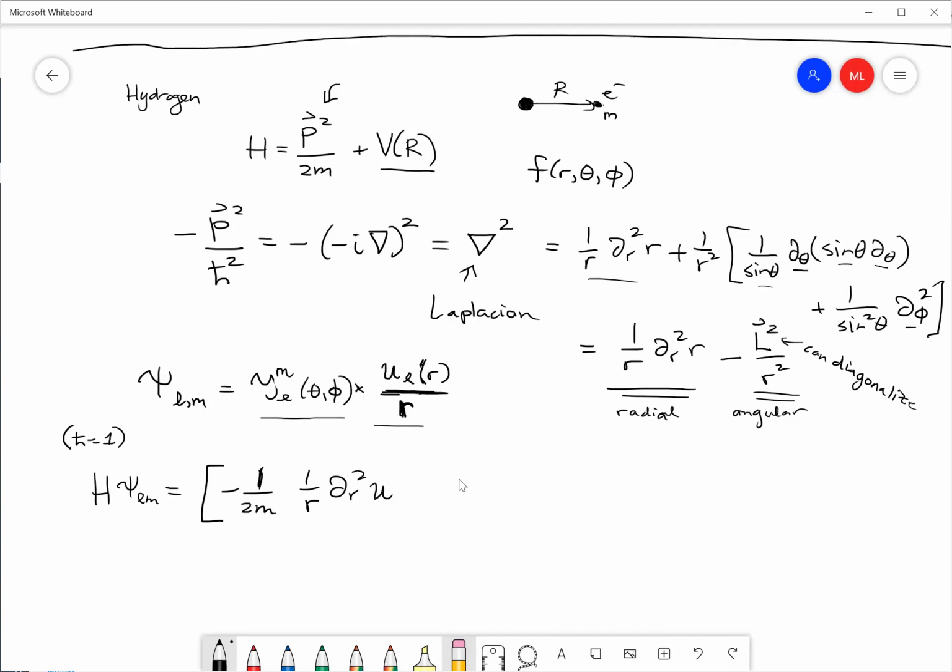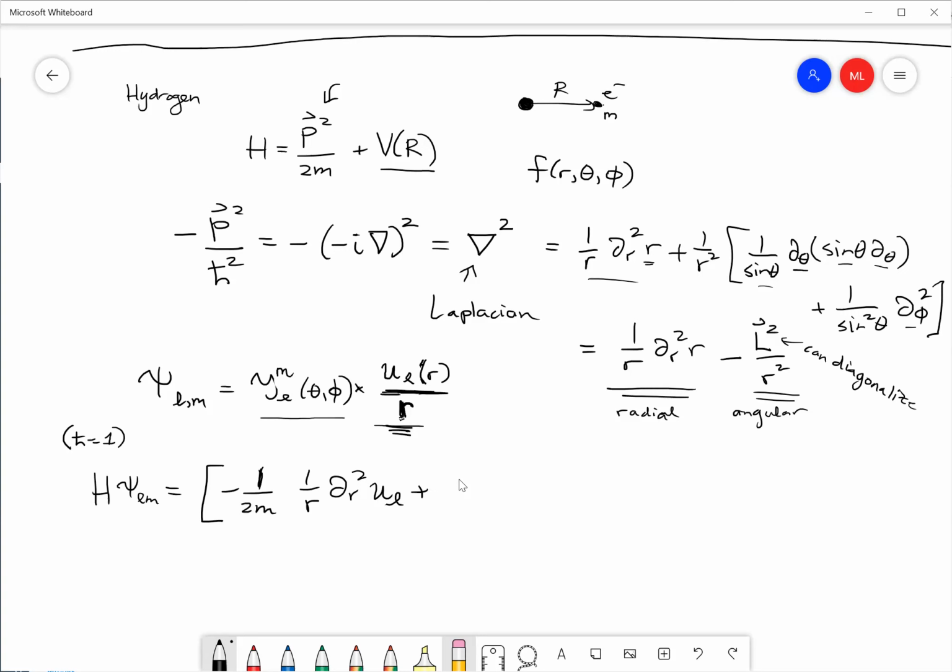See, this is why this is nice. The u over r is nice, because this operator here, the first thing it does is multiply by r. So that cancels this r right here in the denominator. So that gives us a nice term for this one. And I'm going to pull the spherical harmonic out, of course.